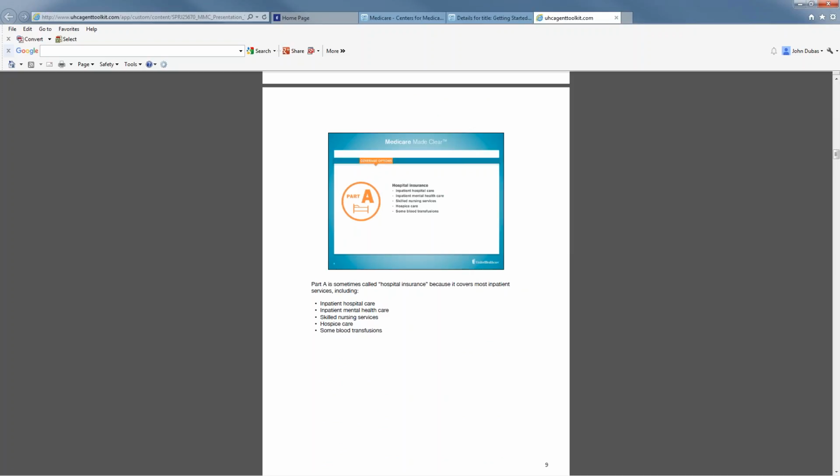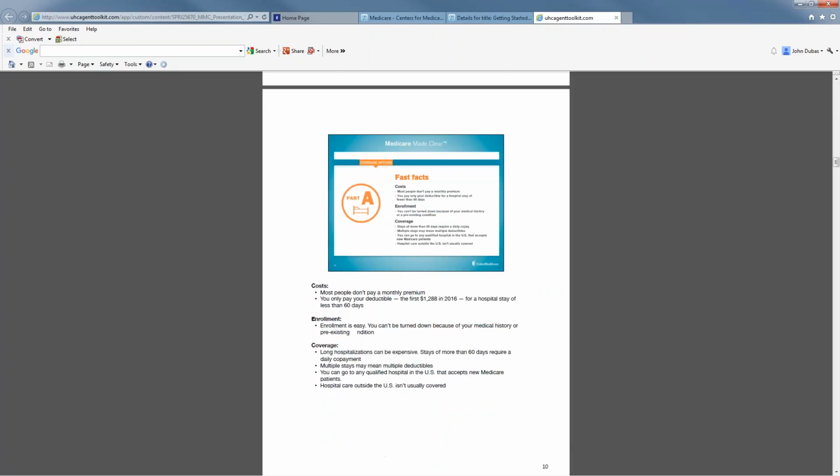Part A is sometimes called hospital coverage because it covers most inpatient services, including inpatient hospital care, inpatient mental health care, skilled nursing services, hospice care, and some blood transfusions. Some fast facts about Medicare Part A. Most people don't pay a monthly premium. You pay the deductible for the coverage. That's the first $1,288 in 2016. It's for a hospital stay of less than 60 days.